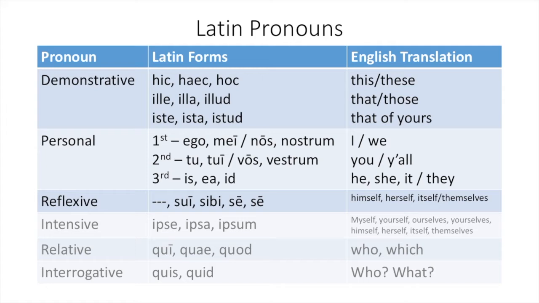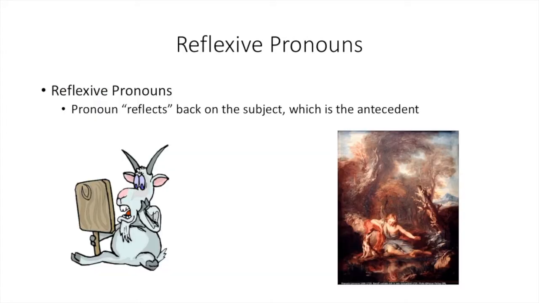And then in our next video we'll add in the intensive pronoun, which is translated with the similar word in English, but they are used in two very different ways. So let's look at reflexive pronouns. Well, first, what does its title mean? Well, a reflexive pronoun reflects back on the subject, which is the antecedent. So it tells you what the subject of the sentence is doing and more about how it relates to itself.